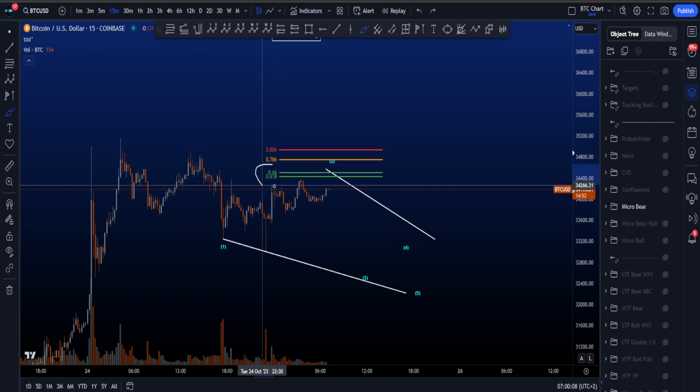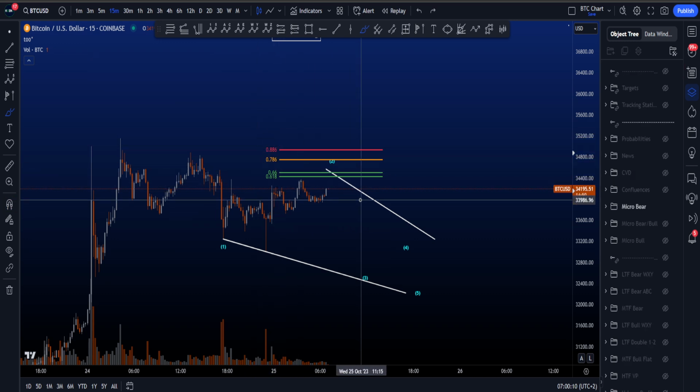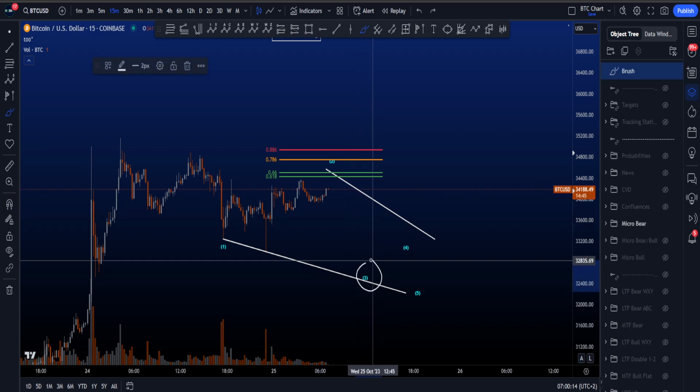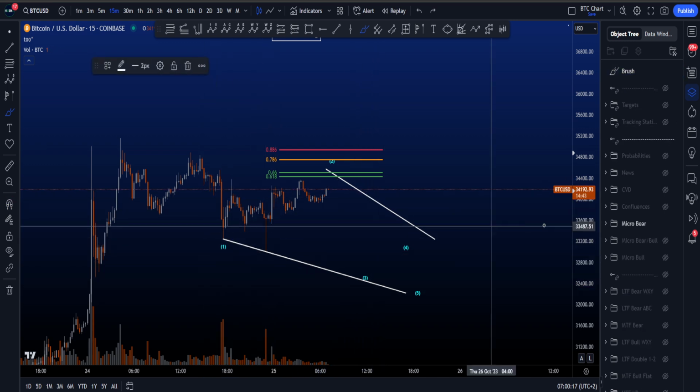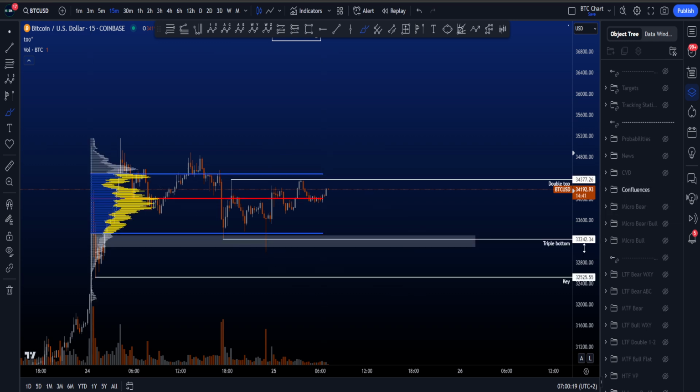Now for a wave 2, the golden pocket to the 886 and the contracting diagonal is the most common target area before then you expect to move down in a wave 3, but again, price here took the low, which lowers the probabilities for this particular scenario.